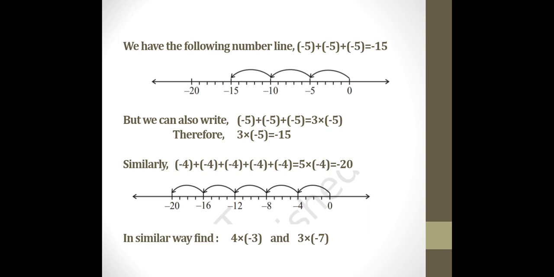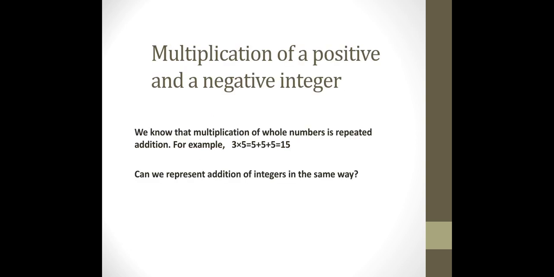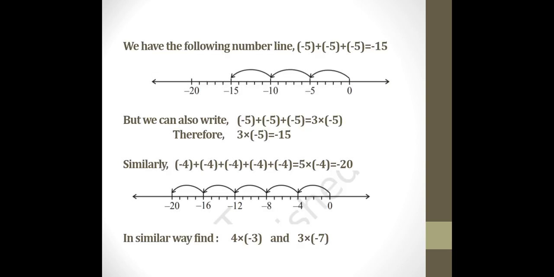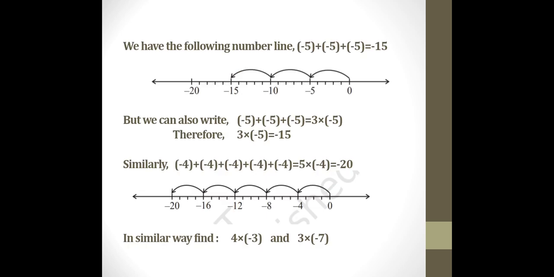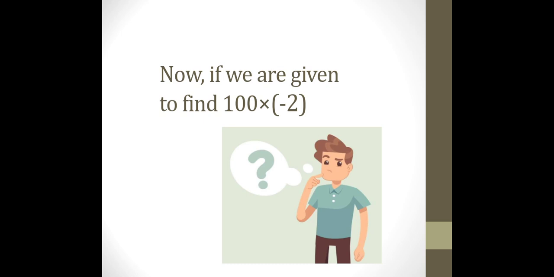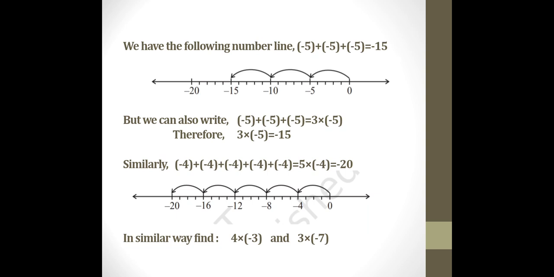using this number line we can find multiplication of a positive and a negative integer. Now can we find 100 into minus 2, because 100 is a positive integer and minus 2 is a negative integer? Obviously we can find it in this way, but if we find 100 into minus 2 in this way, then we have to group 100 times, and that will be too much time consuming, students.